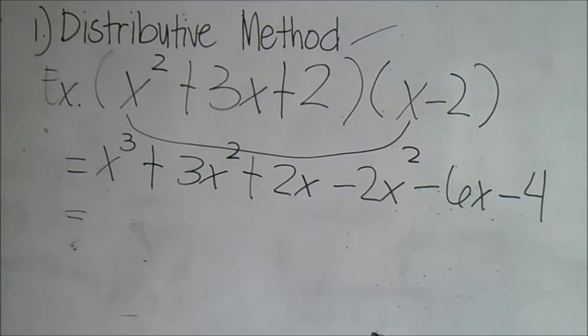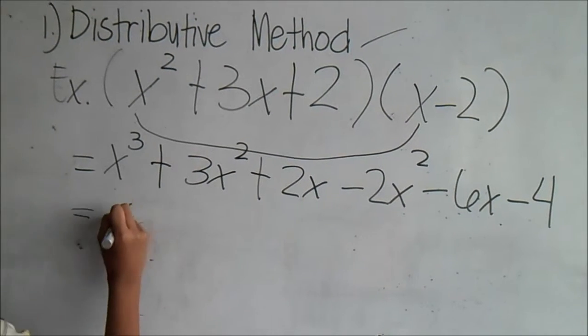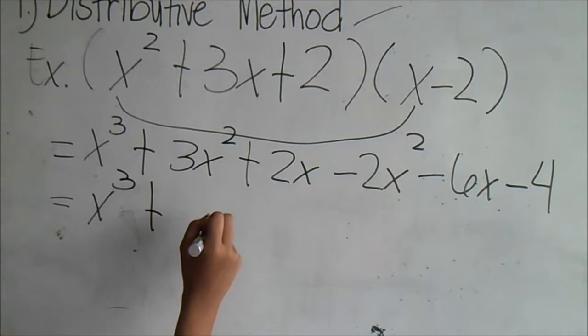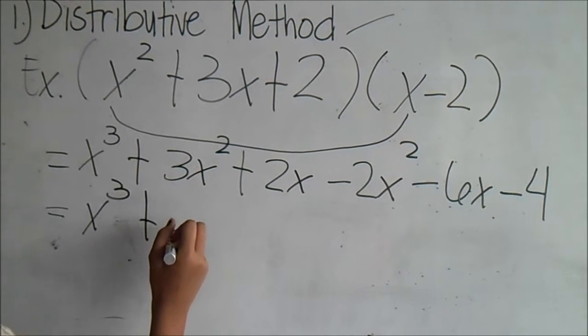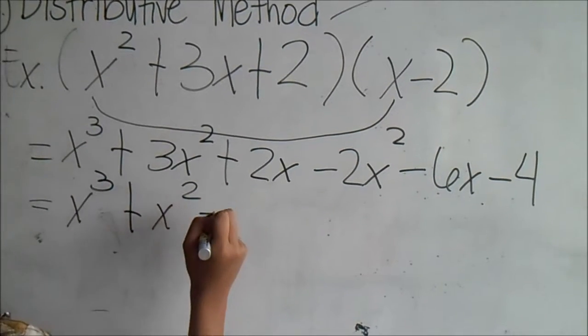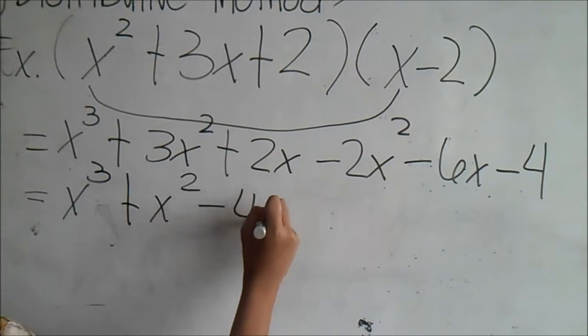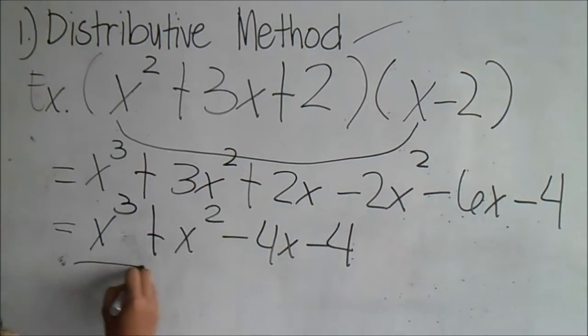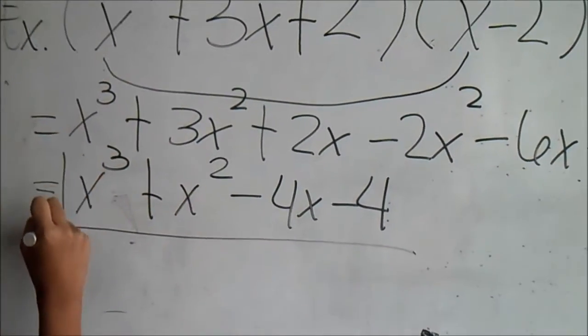And then the final answer is x cubed plus x squared minus 4x minus 4. And this is the final answer.